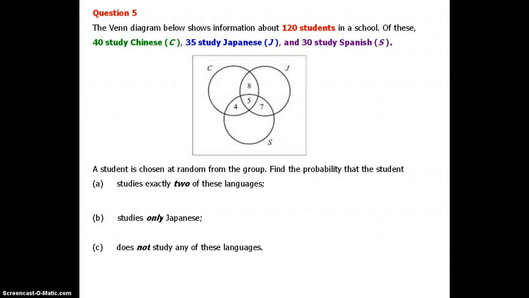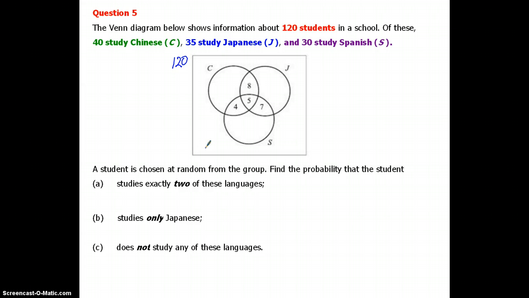Hey guys, we're here looking at question 5 of our probability quiz. So let's have a look. We have a Venn diagram showing information about 120 students in the school. The first thing I'm going to do in my universal set here, I know I've got 120. So the total of all these areas in our Venn diagram has to add up to 120.